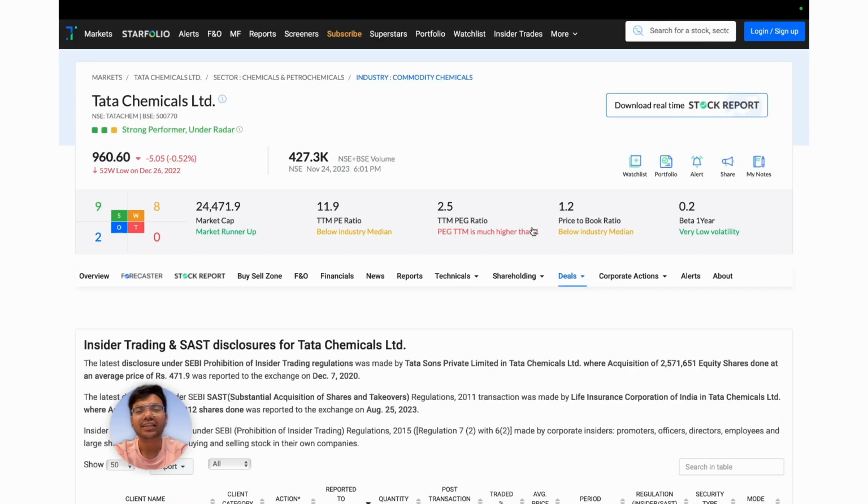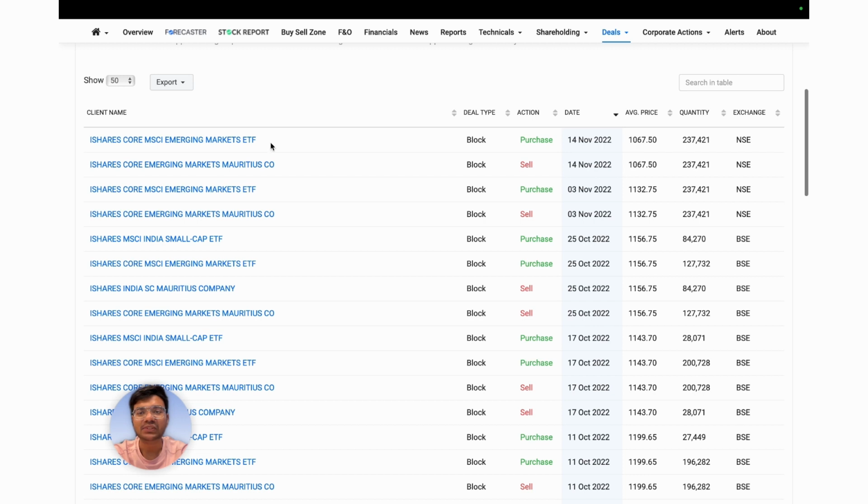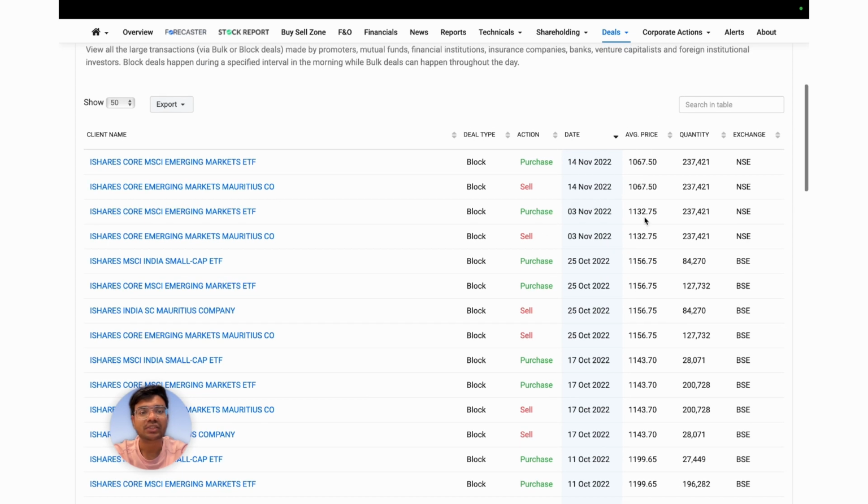So let's go to trendlyne.com, and I've already typed Tata Chemicals. When you see this top bar, just click on deals and go to block deals. Once you are on block deals, you can see the companies or institutional investors which have bought or sold the shares, the date, the average price, the quantity, and which stock exchange they used, NSE or BSE.